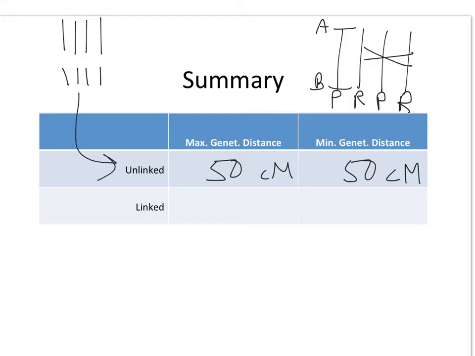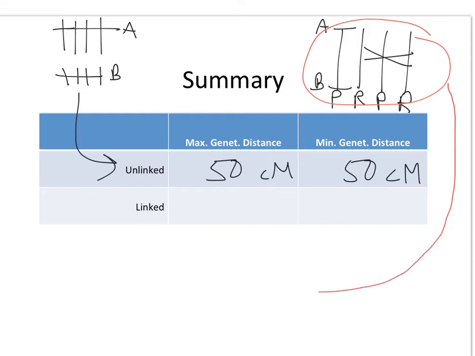So in the case of unlinked genes, say A and B on totally different chromosomes, they will always independently assort, Mendel's second law. When genes are at the opposite ends of the same chromosome, like right here, you always get recombination. So their maximum genetic distance is 50 centimorgans, just like unlinked genes. And what's the minimum? 0. Okay. Questions or clarifications about any of that? All right.